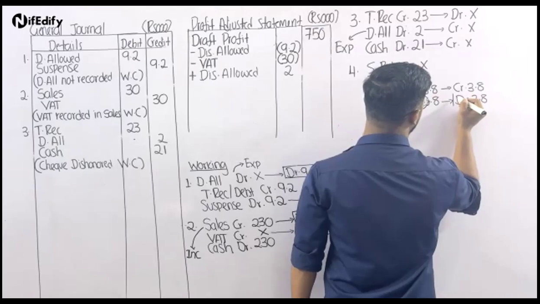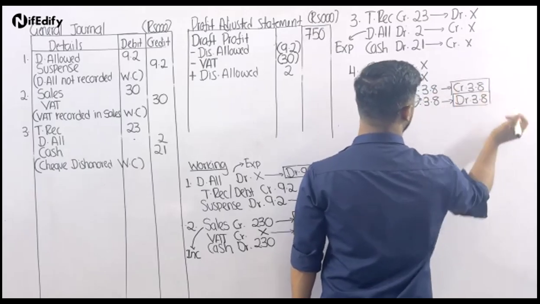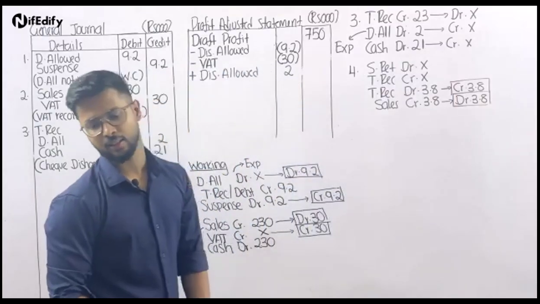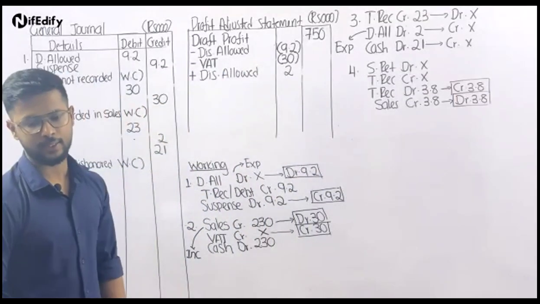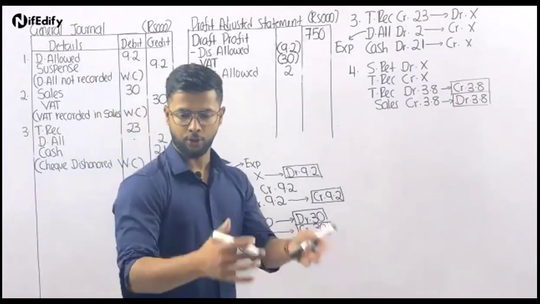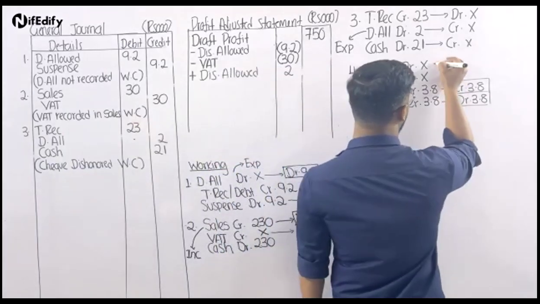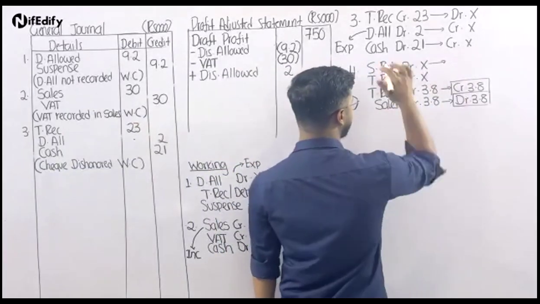So now the credit sales is reversed. Am I making sense to you? Now the credit sales is reversed. Where do you take it to? You take it to the sales return entry. So it is not a sales, it is a sales return.